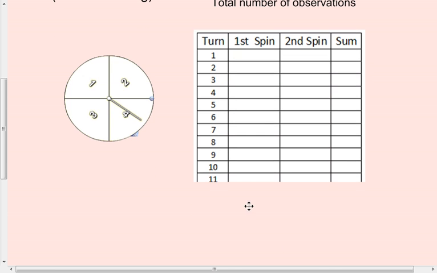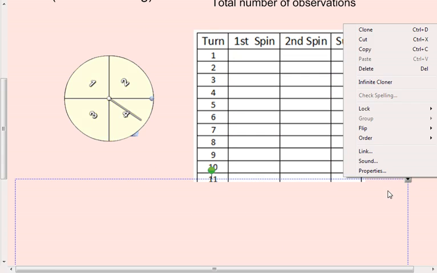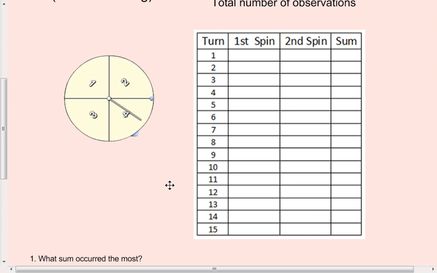They have a spinner, and the spinner is divided into 4 sections, 1, 2, 3, 4. They basically just spin the spinner and record whatever results they come up with. In this case, I spun a 3 first. Then they spin the spinner a second time, and the second time I spin, I get a 2.